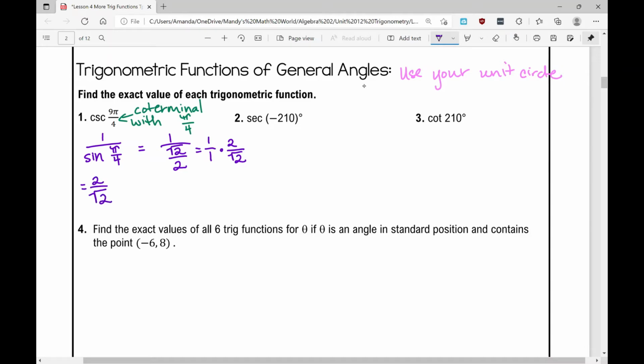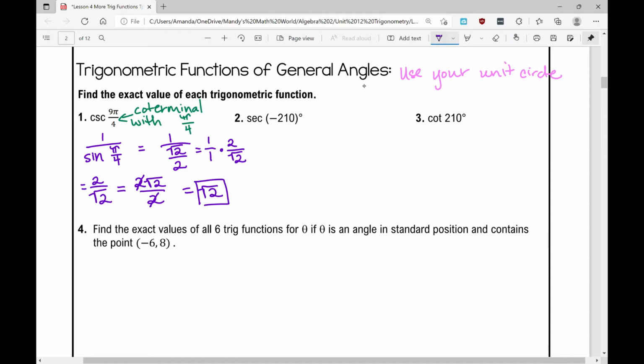But can I leave it like this? I cannot. I need to rationalize the denominator. So I'm going to get 2 times the square root of 2 over 2. And now I can simplify it even further. Those can be eliminated, and I'm left with the square root of 2. So cosecant of pi over 4 is the square root of 2. That is the value of that trig function at pi over 4.